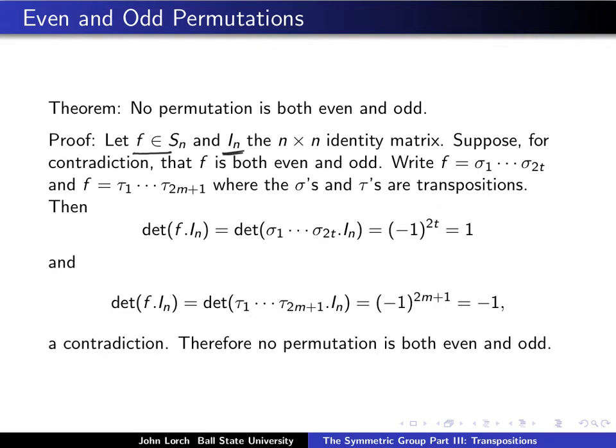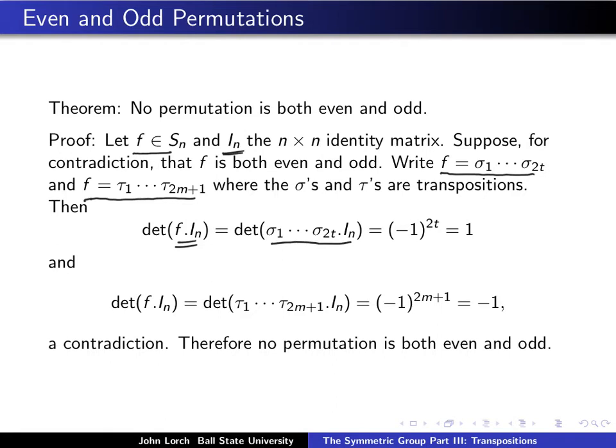Then that means that we can take f and write it as a product of an even number of transpositions, if we like. And we could take f and write it as a product of an odd number of transpositions. So now what we're going to do is let this f act on the n by n identity matrix according to the action that we talked about on the previous slide. That is, a permutation will act on a matrix by permuting its rows. So if I take the determinant of the new matrix I get by letting f act on the identity matrix, well, that's the same as the determinant of this matrix.